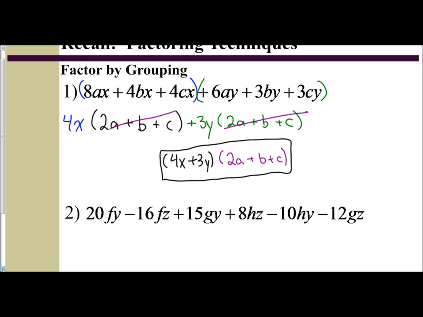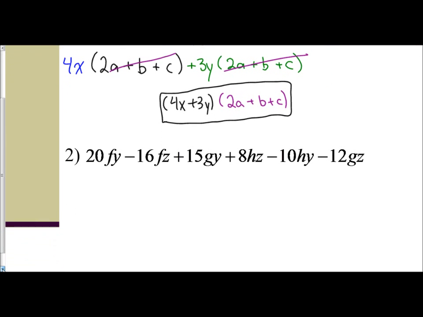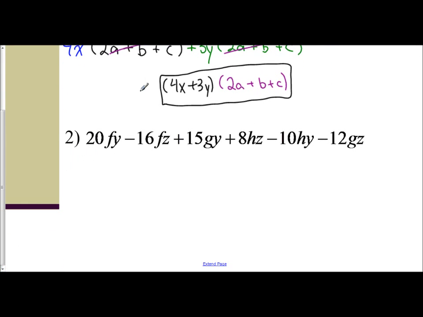But if we look at number 2, it's going to be a little bit harder to see the pattern. Not in the beginning. In the beginning, I have 20fy minus 16fz. I can see right away, these two, because then it switches to the variable g over here, these two have something in common. GCF of 20 and 16 is 4, and GCF of fy and fz is f. So I can factor out a 4f and get 5y minus 4z.